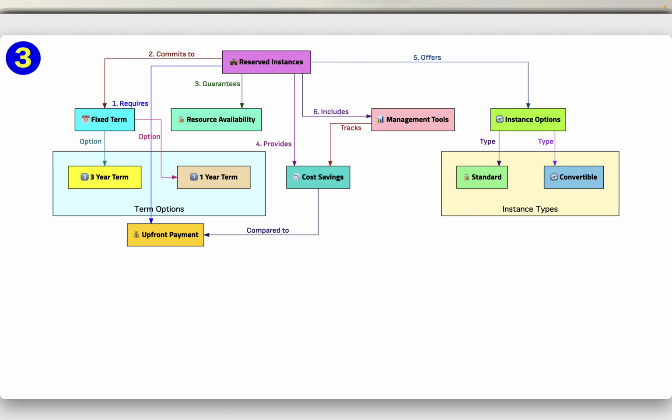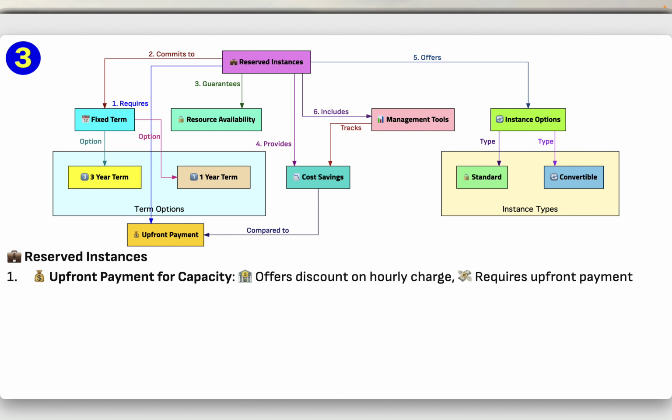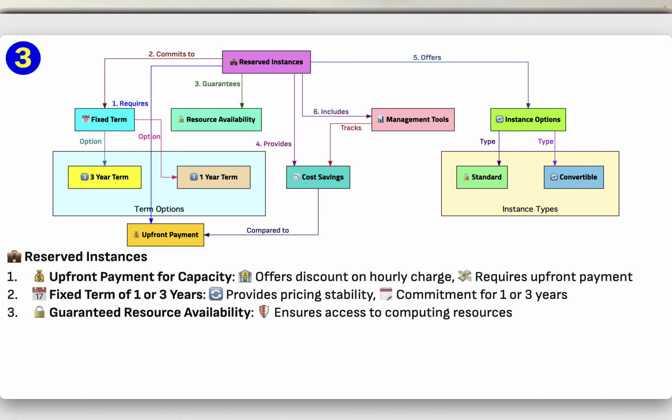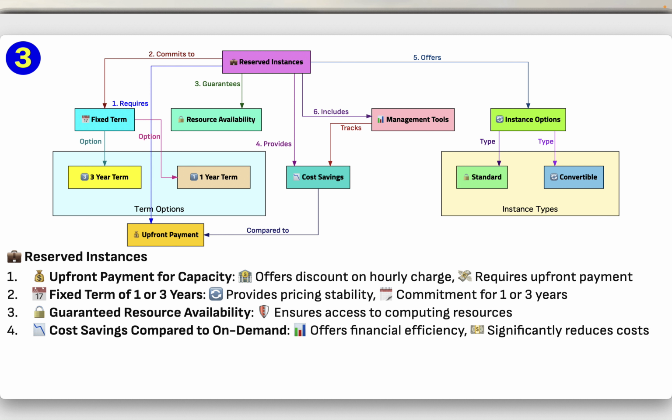Next type is reserved instances. Reserved instances require an upfront payment for computing capacity, offering a discount on the hourly charges for instances throughout the reservation term. Users commit to a reserved instance for either 1 or 3 years, providing stability in pricing and capacity over the term. By purchasing a reserved instance, users are guaranteed to have access to the computing resources they need when they need them. Reserved instances can significantly reduce cost compared to on-demand instance pricing, offering financial efficiency for long-term use.